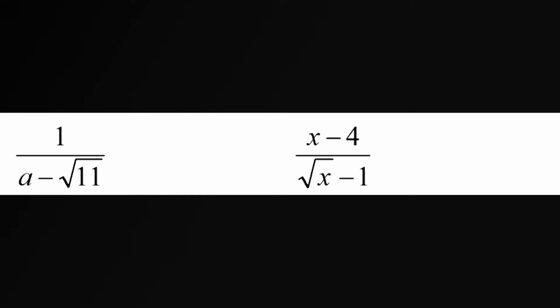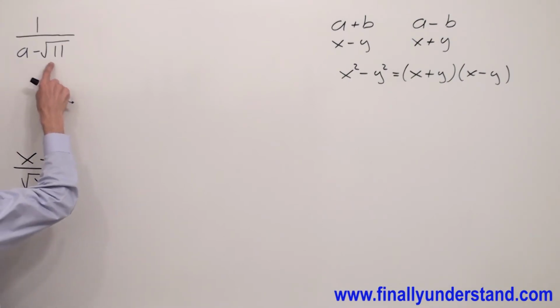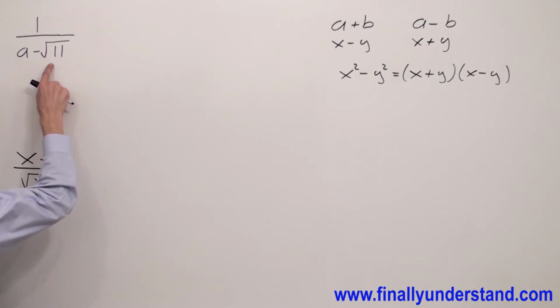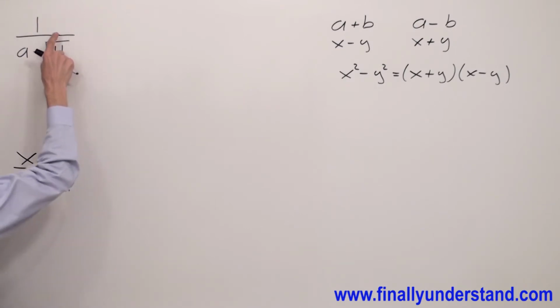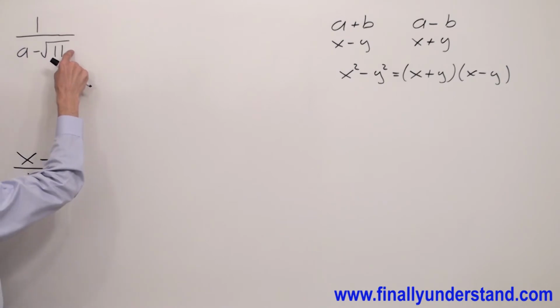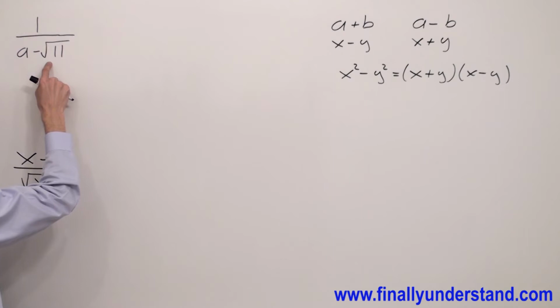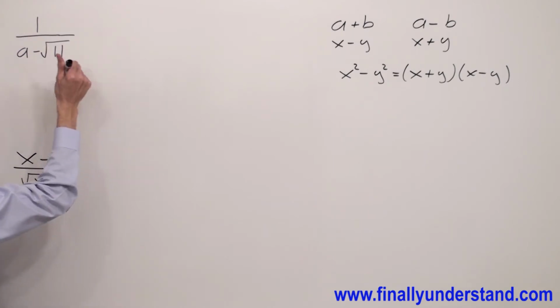Again, we're supposed to rationalize the denominator. In other words, I have to eliminate the square root from the denominator. We said anytime we want to eliminate square root from the denominator, we're supposed to multiply numerator and denominator of the fraction by the conjugate of the denominator.